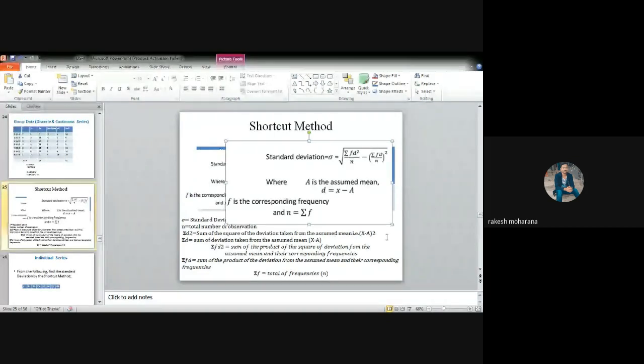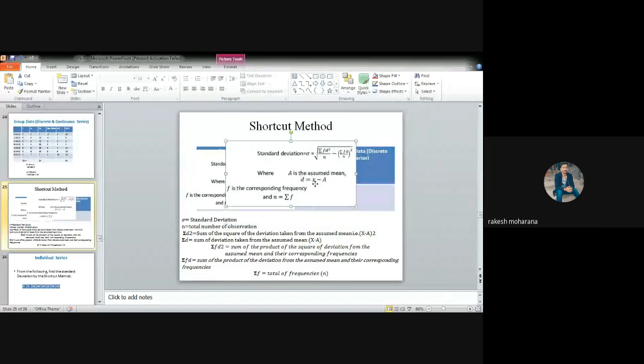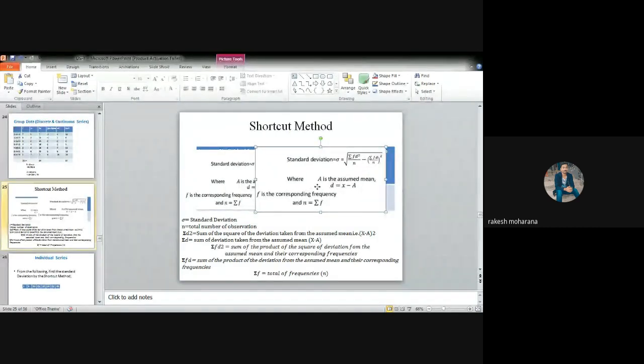Is it clear? No, just one, sir. Okay. You can write other notation also.